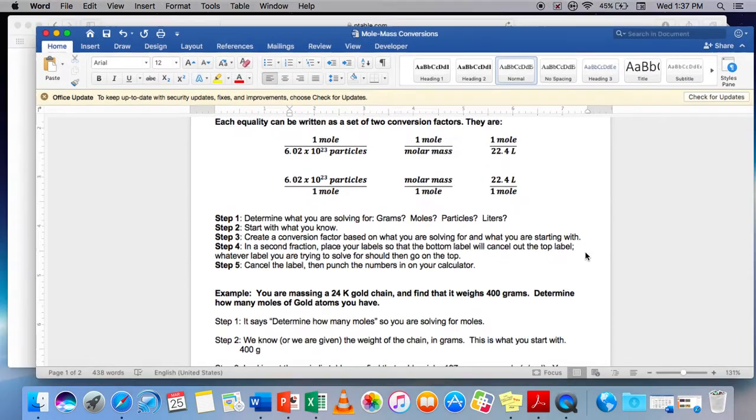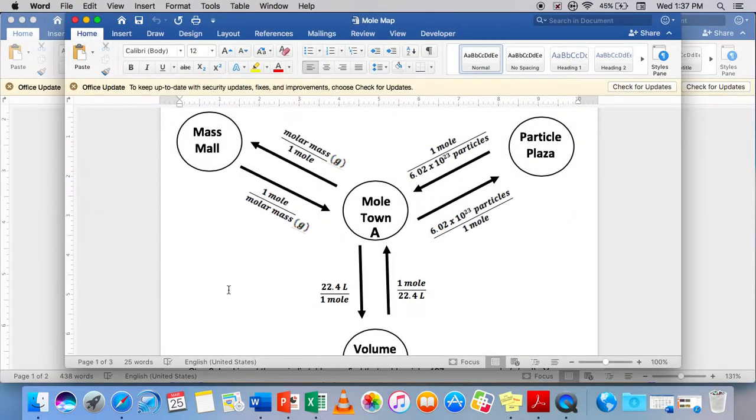Okay? So if you go to your mole map, if you're given moles and you're asked to find the mass, then you're going to take your finger and go from mole to mass, and this is the conversion factor that you're going to use. And I'll show you what it's going to look like in a little bit. If you're going from mass to mole and it asked you to find the moles, then you would use this conversion factor here.